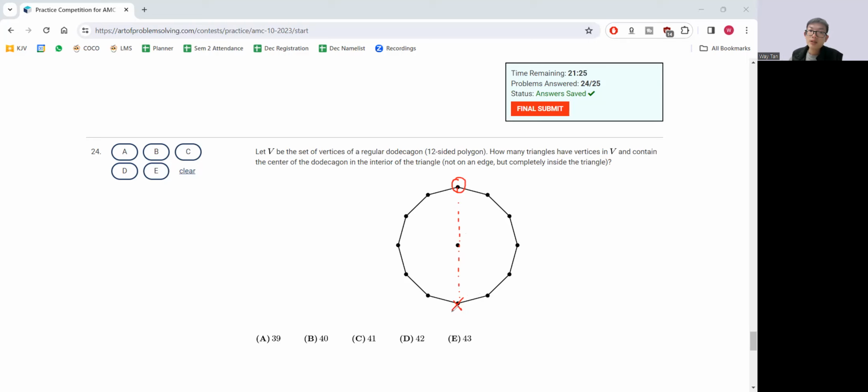Now, obviously, if I want to contain the center in the triangle, it means I need to pick something from the left half and something from the right half. So I'll just say that if I pick this one, there is no way to include the center, right? Because it means that I need to have included something in this range which doesn't exist. So there is nothing here. If I pick this one, it means that I need to pick a point in this range, which there is one choice.